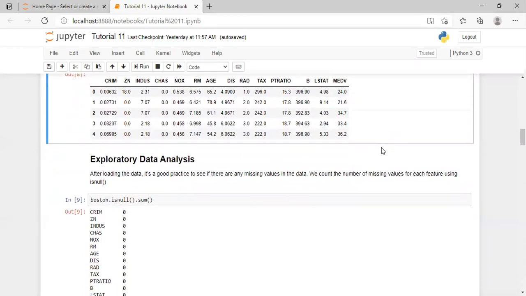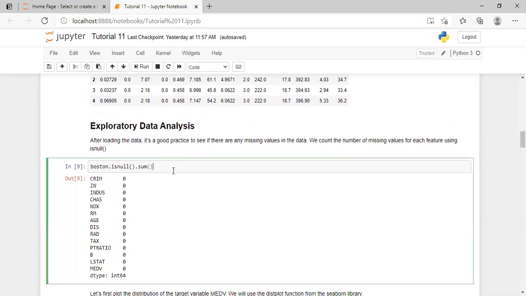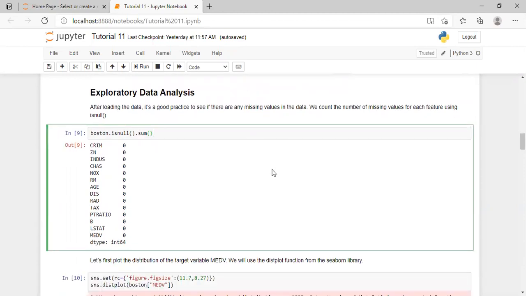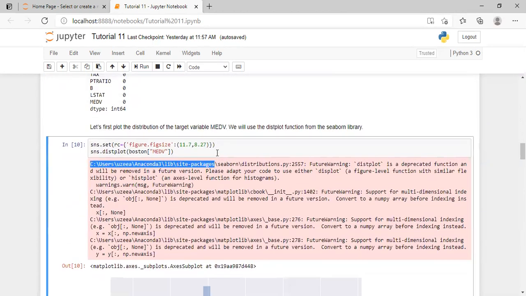Moving next, before doing any modeling, it is a good practice to explore our data and to get an idea of what our data looks like. And to start with, we should always check for null values. As you can see, this data set which I've picked doesn't contain any null values, so we can safely move to our next step.